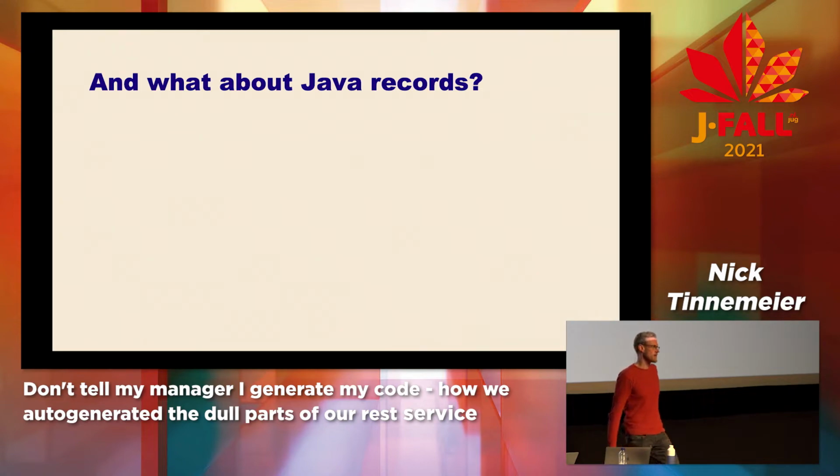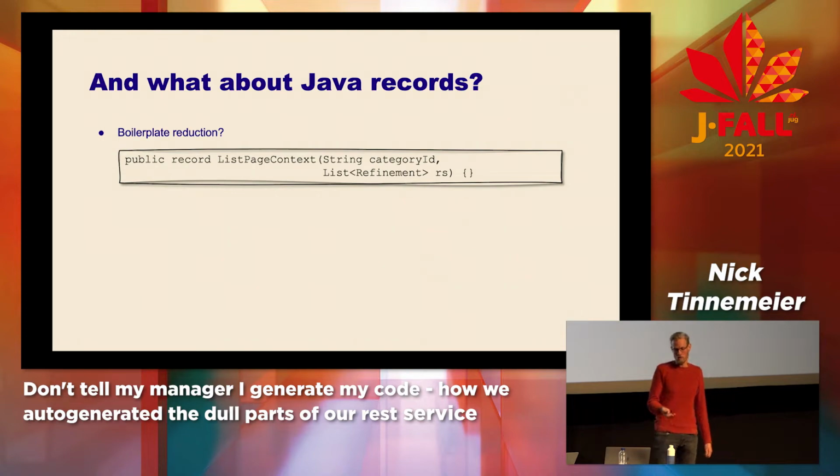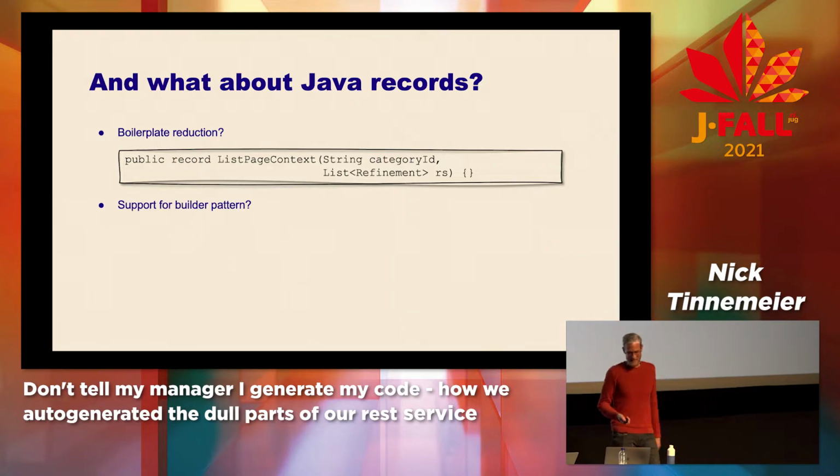So now, what about Java records? What about the boilerplate reduction? Well, a record basically looks the same as a data class. Where did they get that from? How does it support the builder pattern? Well, records only accept one constructor with only the components of the record. And that means that in this case, there will only be one constructor accepting the category ID and the refinements. Either it be nullable or not, doesn't matter.